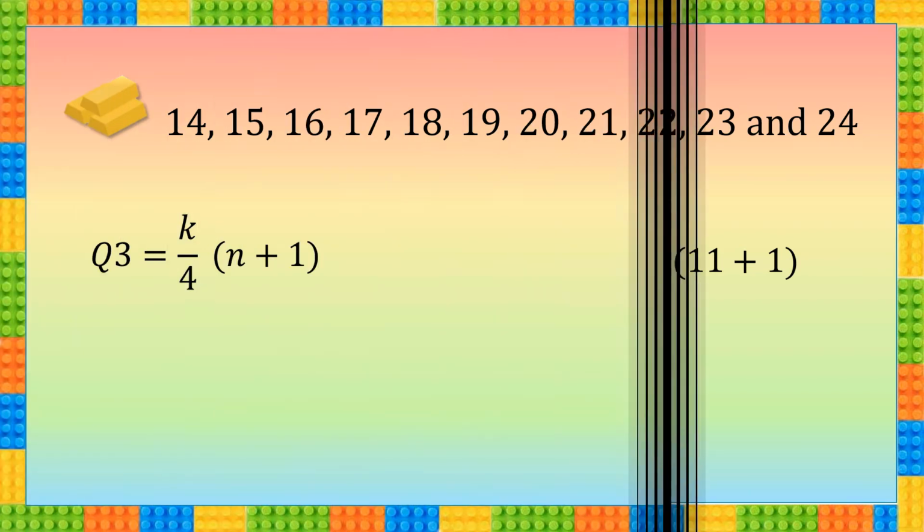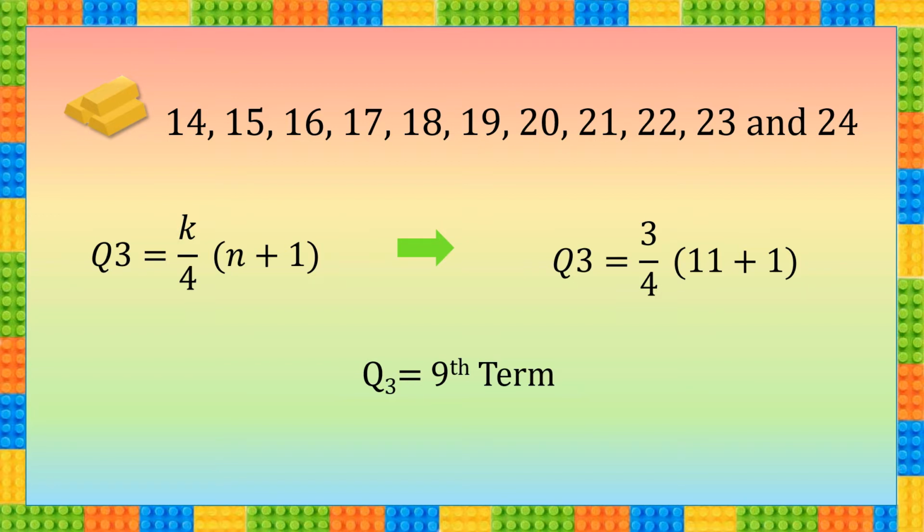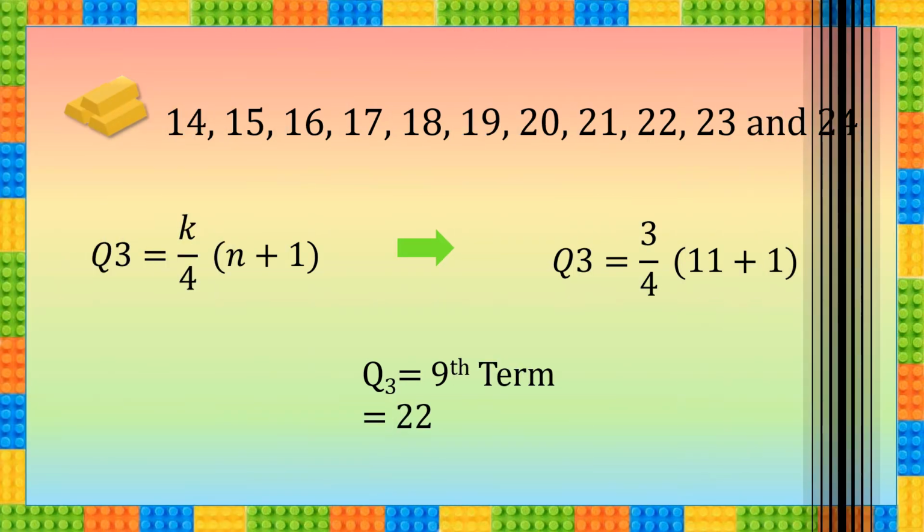And lastly, for quartile 3, what do you think is our k and n? What is it? 3 and 11? Great! K is 3 and n is 11. You're learning fast. Now, substitute the values and simplify the equation. We will now get 9, or the 9th position. Count again 9 from the left. Ready? 1, 2, 3, 4, 5, 6, 7, 8, and 9. Quartile 3 is 22.